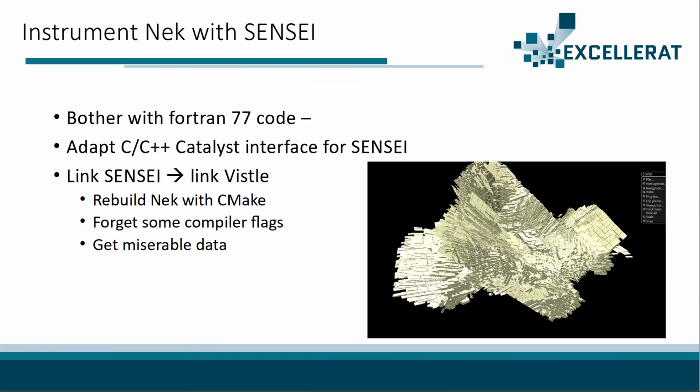since we had to link NEC to SENSEI, which then links to Vistle, and NEC uses its own scripts to create its make files or its linkage, since it usually keeps all its dependencies in its own repository. So this is no problem for a normal NEC version, but for this it was quite hard to link it all together. And so we again rebuilt the build system for NEC with CMake, and forgot, unfortunately, some compiler flags, and got the unfortunate results you can see on the right-hand side, which we fixed. And hopefully we can show you how it looks now in our cave.